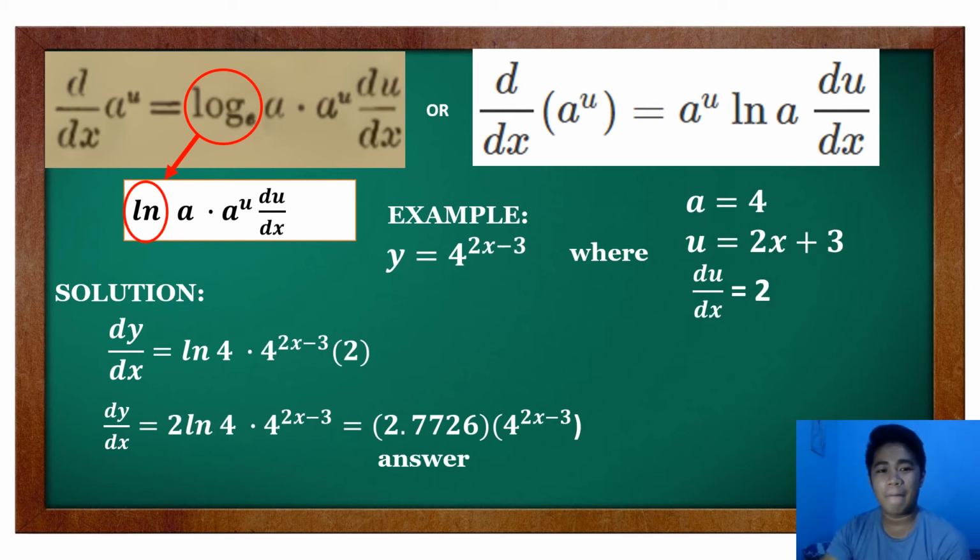So in differentiating equations, you just have to know the formulas, and then you must know how to use these formulas. Also, before you substitute into the formulas, you must get all the necessary variables, like a, like u, and du over dx. You must know all of them first, so that later on you just have to substitute them.